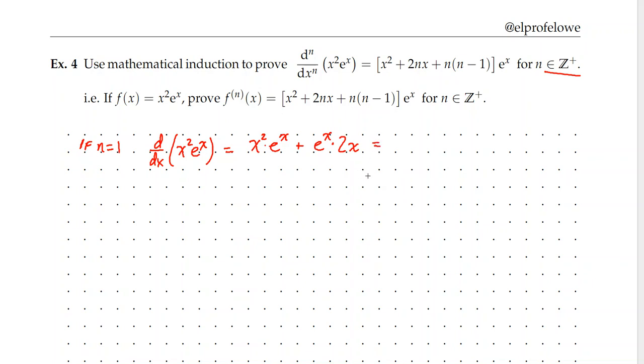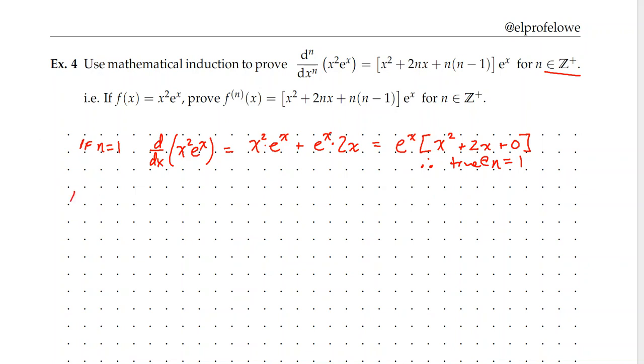And if I look to see if I can factor this to have the form that I have there, this is going to be the same thing as e to the x times x squared plus 2x plus 0. So therefore, our left-hand side equals our right-hand side, and we're true for n equals 1. Okay.